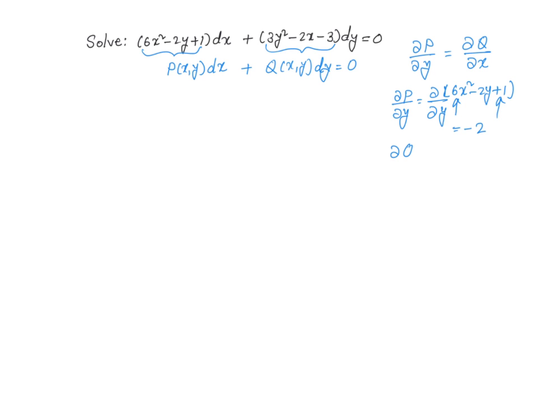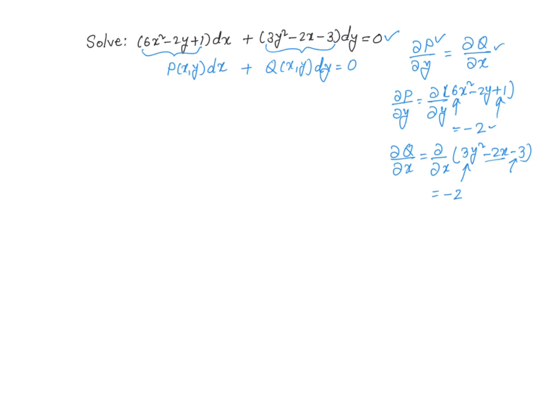And let's see what I get for del Q over del x, which is del over del x of 3y squared minus 2x minus 3. The derivative of 3y squared with respect to x is 0, the derivative of negative 3 with respect to x is 0, and the derivative of negative 2x with respect to x is negative 2. So we just showed that del P over del y is equal to del Q over del x, equal to negative 2. Both of them are equal. So this equation is in essence an exact differential equation, and we can go ahead and solve it.